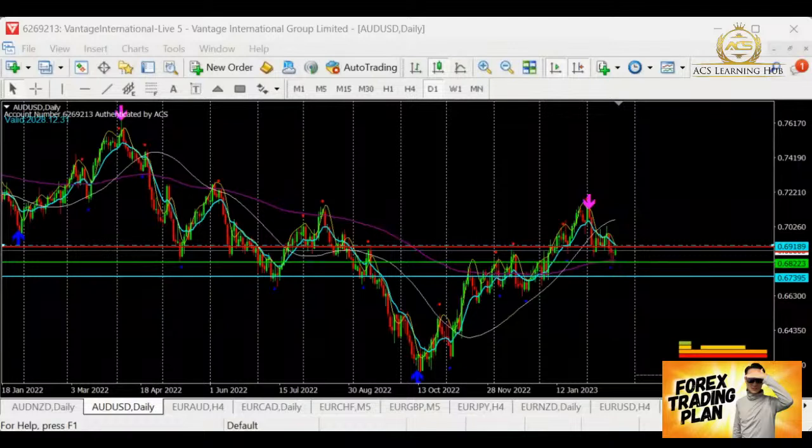So I'm going to focus on Aussie dollar, Euro Aussie, Euro yen, Euro dollar, pound CAD, pound yen, and pound dollar to sell. All these are the currency pairs that I'm going to look out for selling. However, what are the plans within all these currencies? First of all, let's take a look at Aussie dollar. I'm going to take a look at Aussie dollar over here.